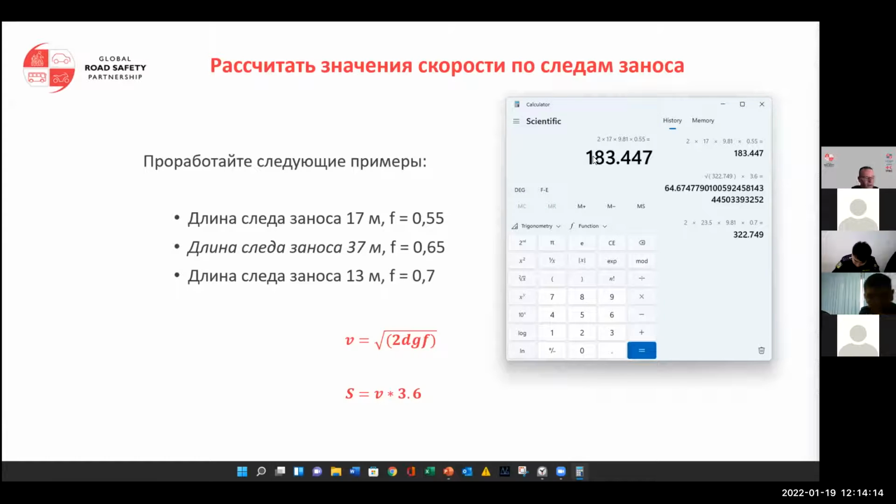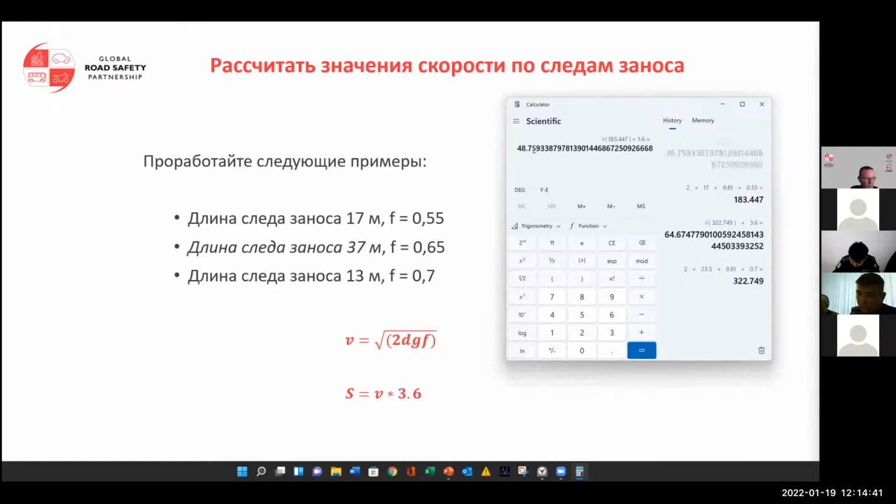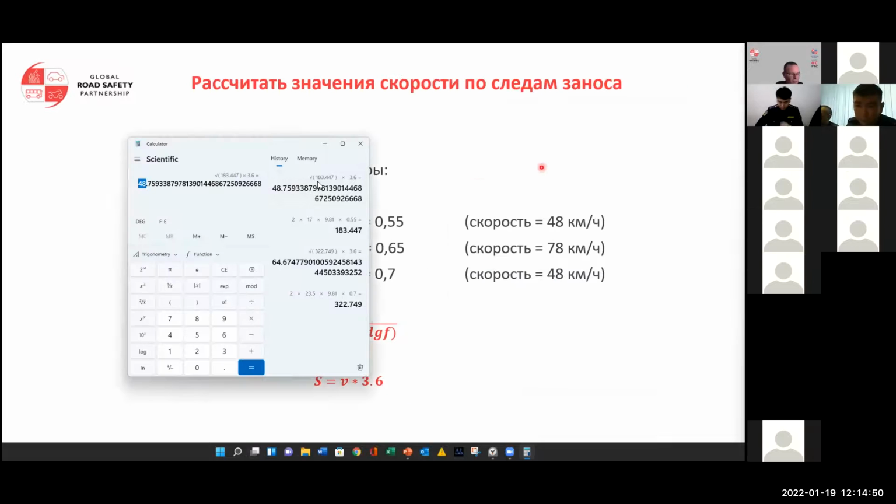So the part under the brackets for the first example is 183.447. To get velocity, we now have to take the square root. So we push the square root button, and our answer is 13.54 meters per second. Remember, this equation calculates velocity. We want to know speed, or kilometers per hour. Multiply that answer by 3.6, equals 48 kilometers per hour. We only want the whole number, not all the decimal parts. And let's check, yes, the first one is 48 kilometers per hour.